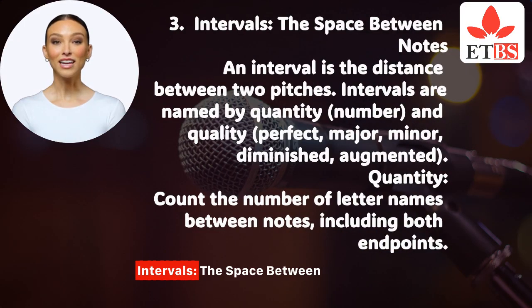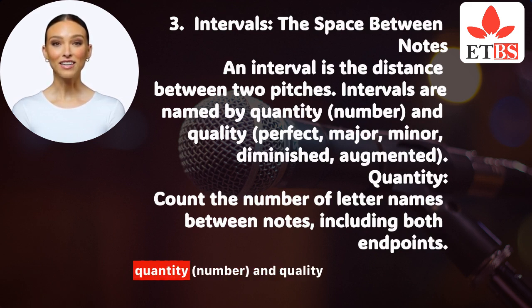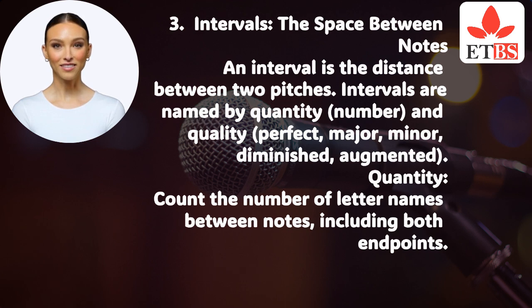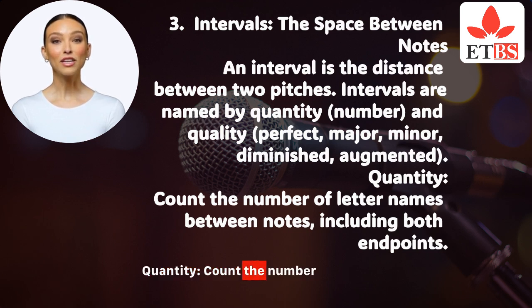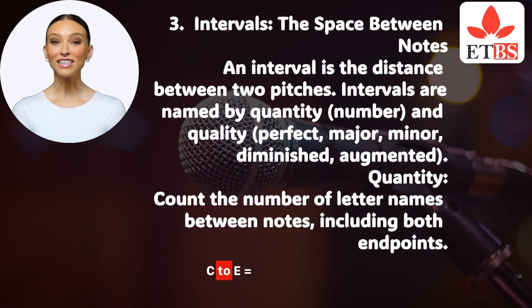3. Intervals. The space between notes. An interval is the distance between two pitches. Intervals are named by quantity, number, and quality: perfect, major, minor, diminished, augmented. Quantity. Count the number of letter names between notes, including both endpoints. C to E, 3 letter names. Third. G to C, 4.